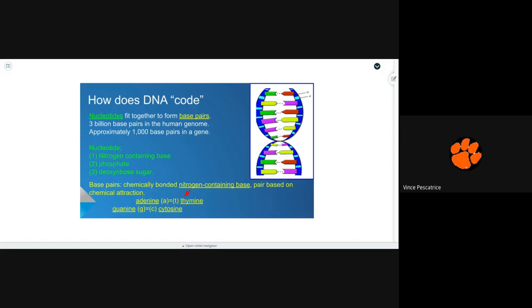So what I want you to focus on is adenine pairs with thymine, and guanine pairs with cytosine. So A to T, G to C. A to T, G to C. I'll show you how that works in a minute and why that's important. So I'm going to give you a second to copy these notes down.